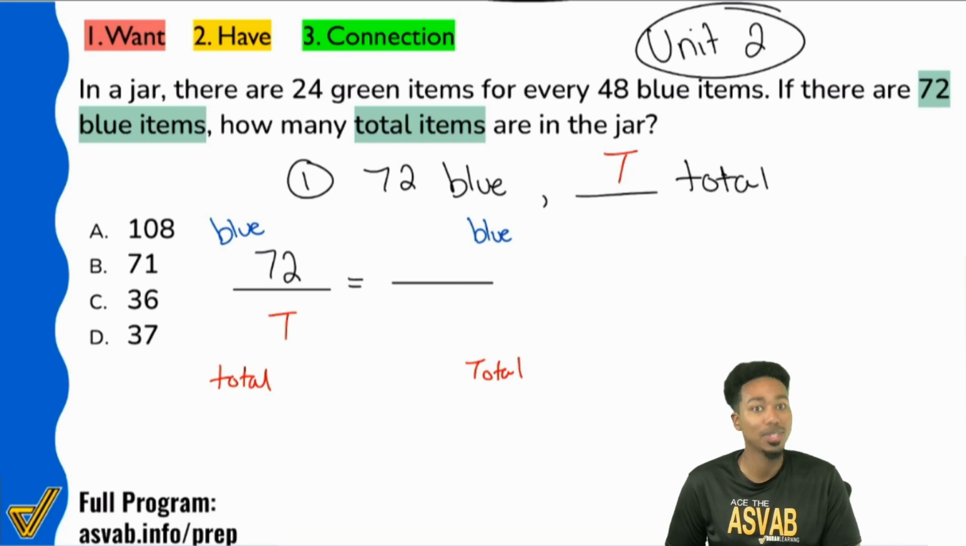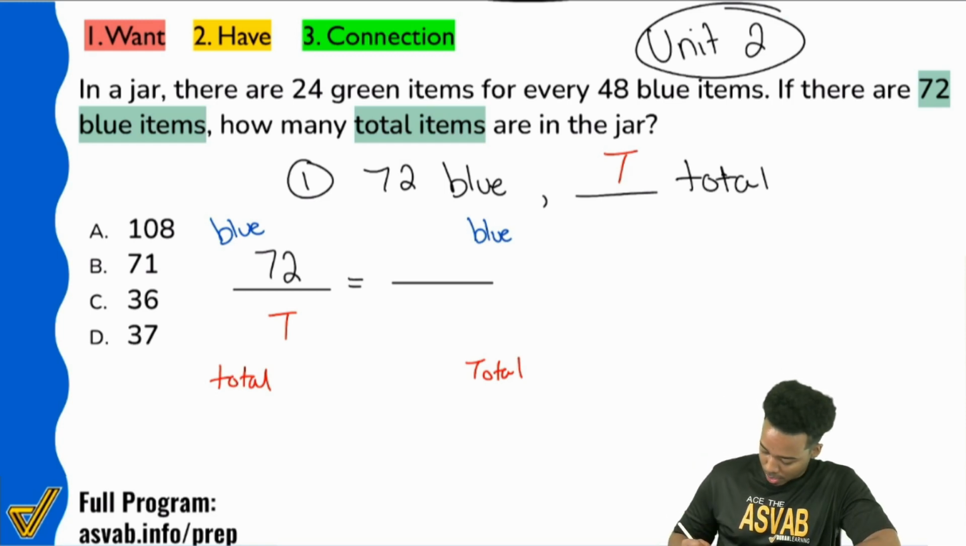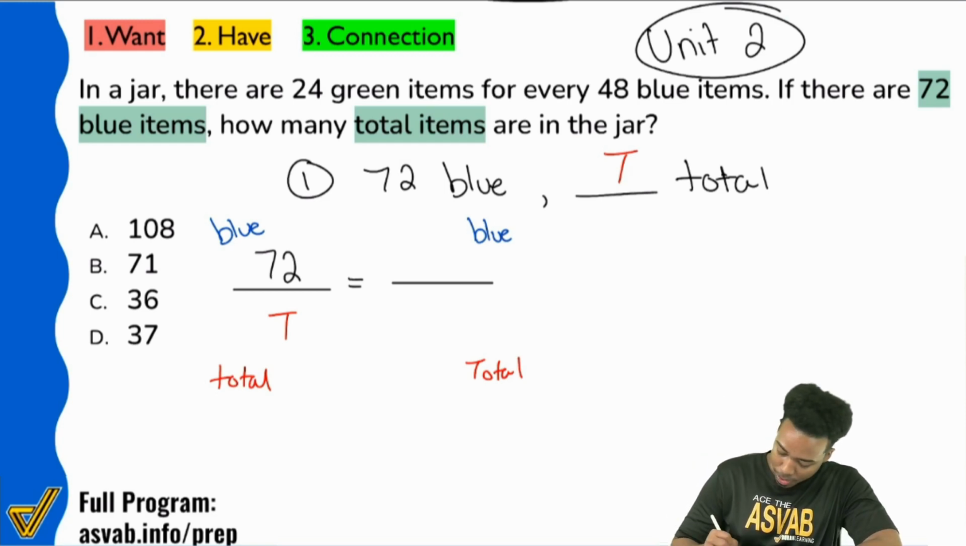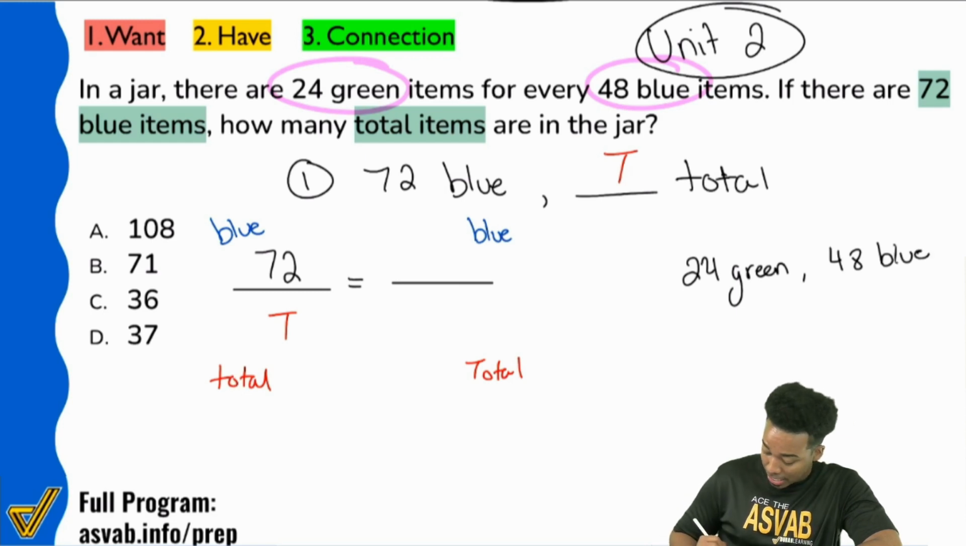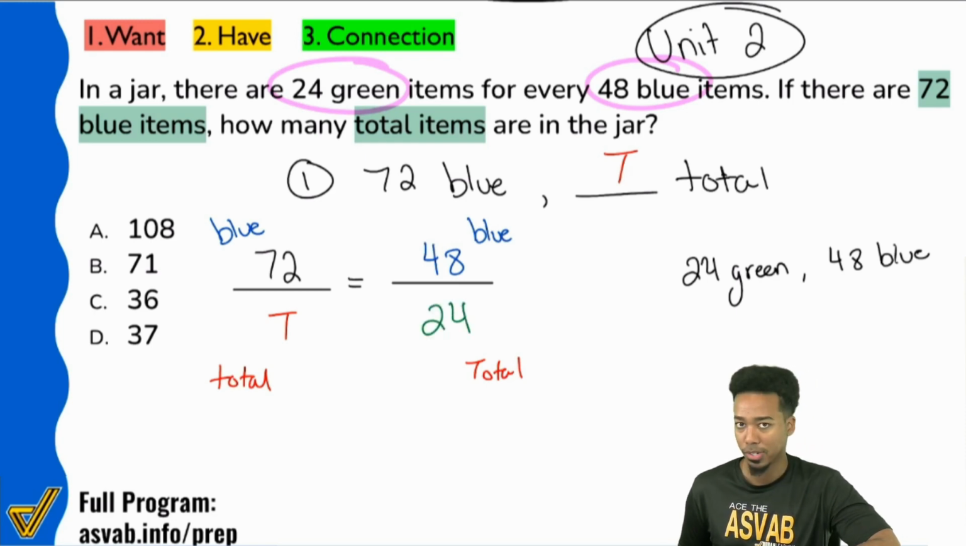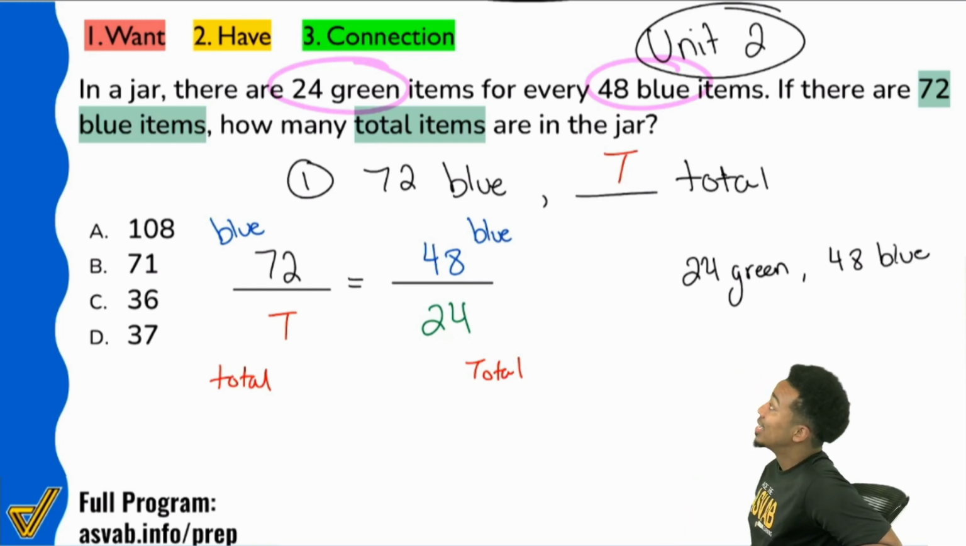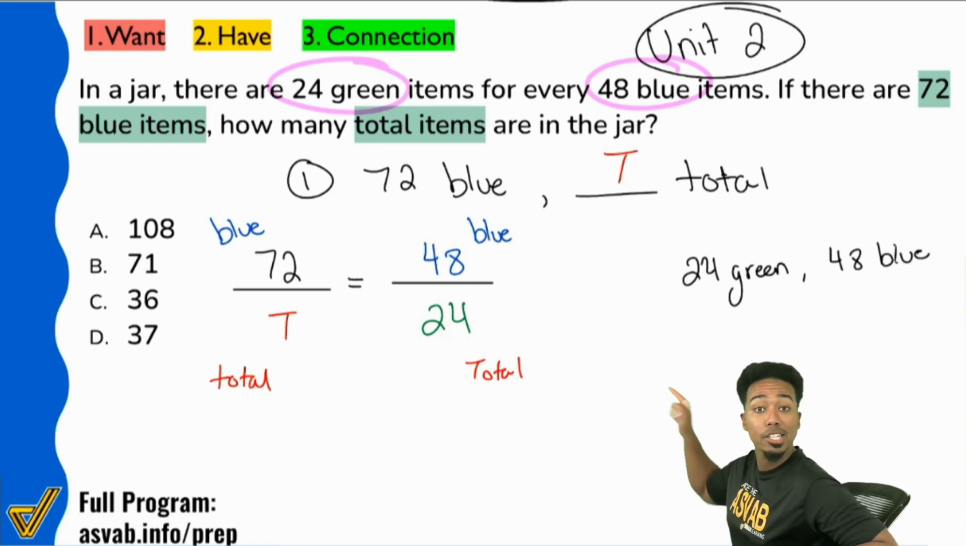And so, with that said, let's go ahead and check it out here. What I have is there are 24 green to 48 blue. So right there, I have 24 green, 48 blue. I can use the 48 blue right there. What I cannot do is put the 24 green there. That's not how that works. The simple reason being that's not a spot for green. That's a spot for total.